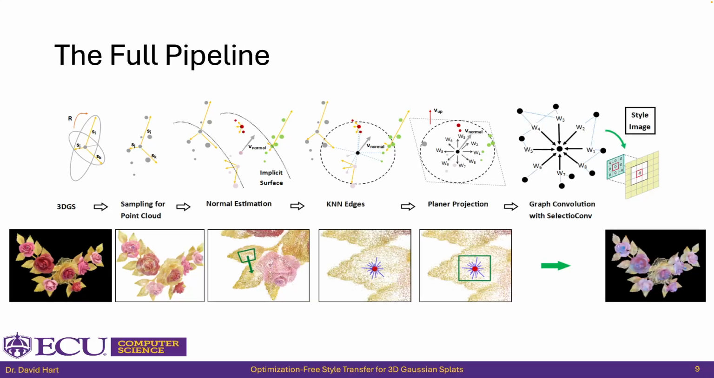So our full pipeline is to take a 3DGS scene, sample the Gaussians to create a high-density point cloud, use a normal estimation algorithm to create a graph using KNN edges and local planar projection across the normal and the edges, and then we apply our graph convolution operator to approximate this surface-based style transfer, giving our final results.